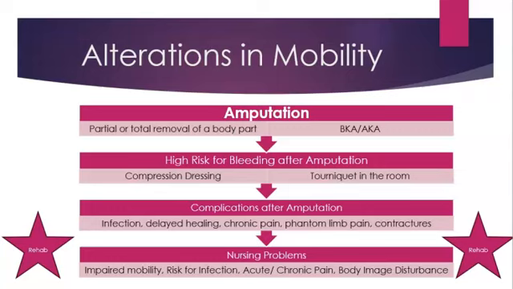Complications after amputation include infection, delayed healing, chronic pain, phantom limb pain, and contractures. Thinking about that phantom limb pain, we use medications to help with the nerves. So medications like Lyrica, pregabalin, or medications like Neurontin, gabapentin. Those help with the nerve part of phantom limb pain.